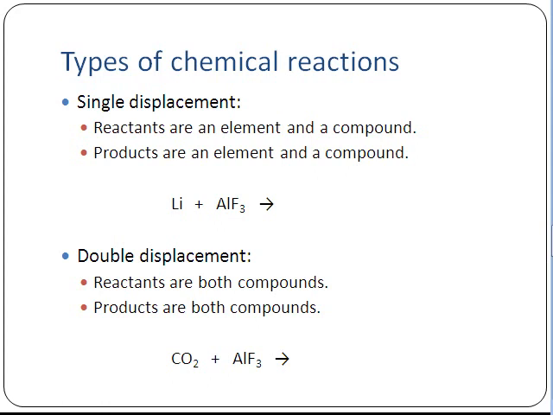Basically what happens in a single displacement reaction is you have a compound, and an element comes along, and an element bumps out one of the 2 elements that's in the compound and joins with the other one. That leaves the bumped out element all alone, and so that's that element that's created afterwards.